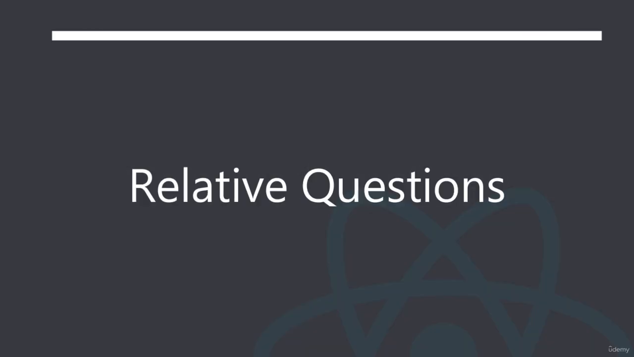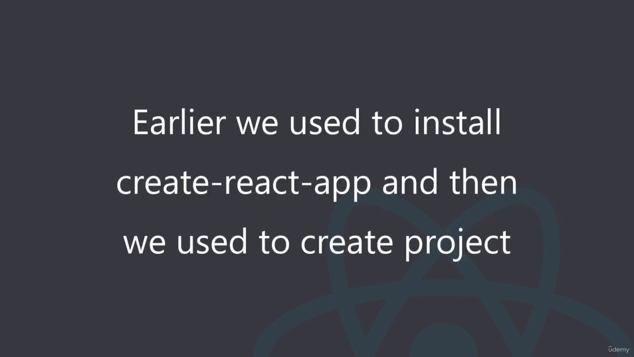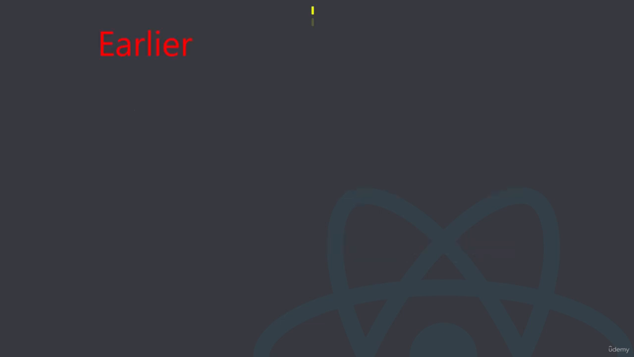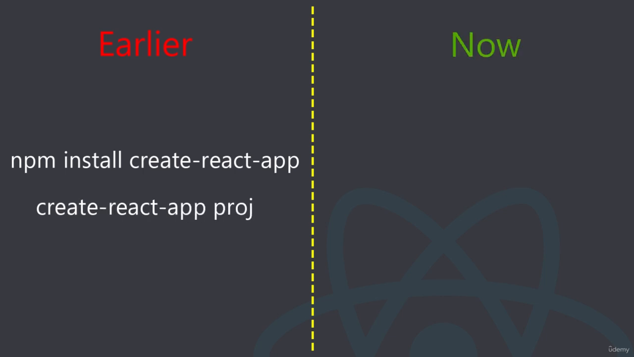Now let's talk about a few basic related questions. The first question is, how do you create a React application or React project? As we have seen, in early days we used to download create-react-app and then install it. First of all, we used to write npm install create-react-app and then we used to create the project with this package itself. We used to write create-react-app and, for example, the project name is project. So this used to create the project, but nowadays we don't do that.